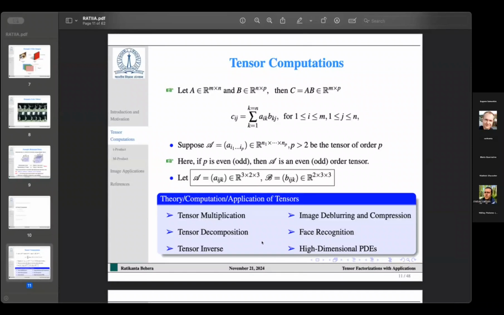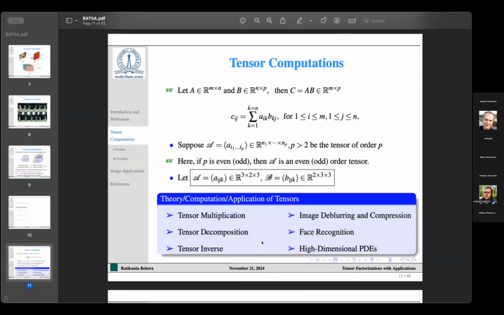So P is even, that means an even order tensor. P is odd, that is an odd order tensor. So in specific, let's say A is a third order tensor. So for a third order tensor, how do we multiply?